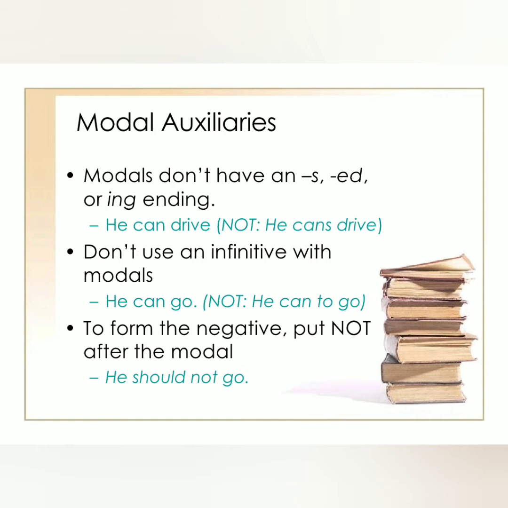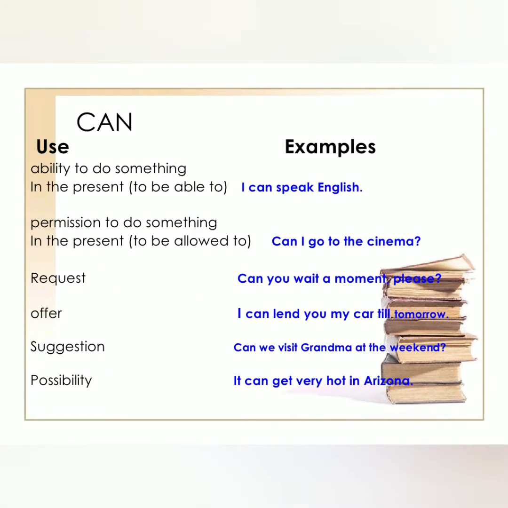So here are some of the very important modal auxiliaries for you. Starting with can. Students, here in this table, I have shown you very clearly the use as well as the examples. As you can see, can is used for ability to do something in the present, to be able to, like "I can speak English"; for permission, request, offer, suggestion and possibility. So keep in mind that can is used with ability, permission, request, offer and suggestion as well as possibility.